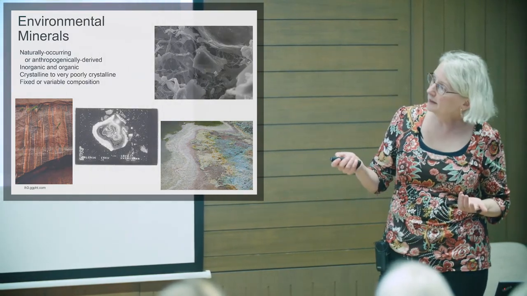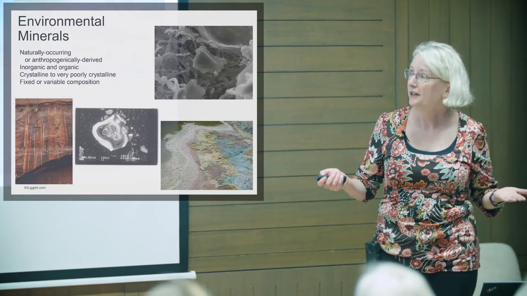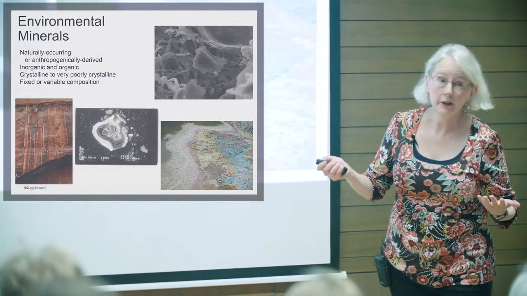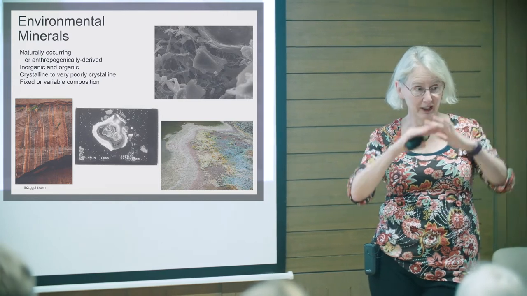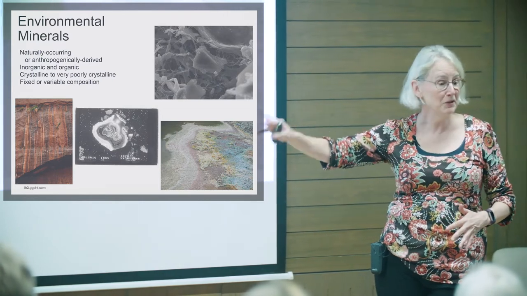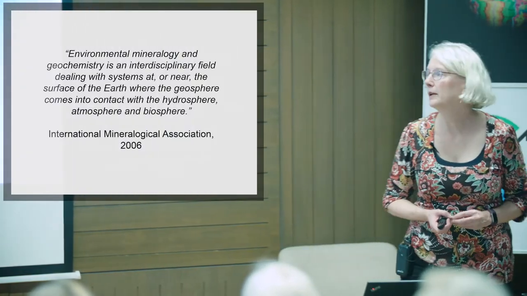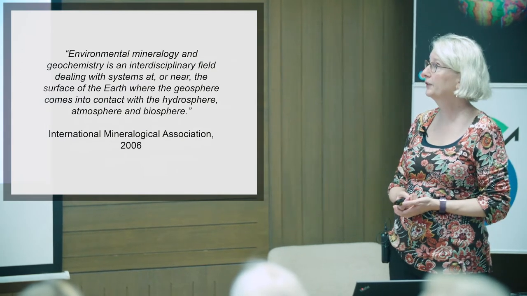And then actually, this is a banded iron formation from the Proterozoic. So even then, environmental minerals were forming. These reddish bands are iron oxides, and they form as very poorly crystalline minerals first, and then they crystallize. So environmental minerals are everywhere. Here's the definition that was created by the International Mineralogical Association in recognition of environmental minerals.